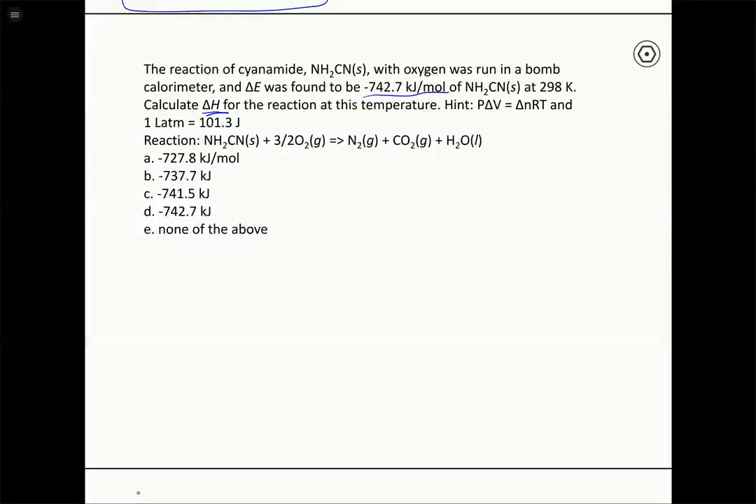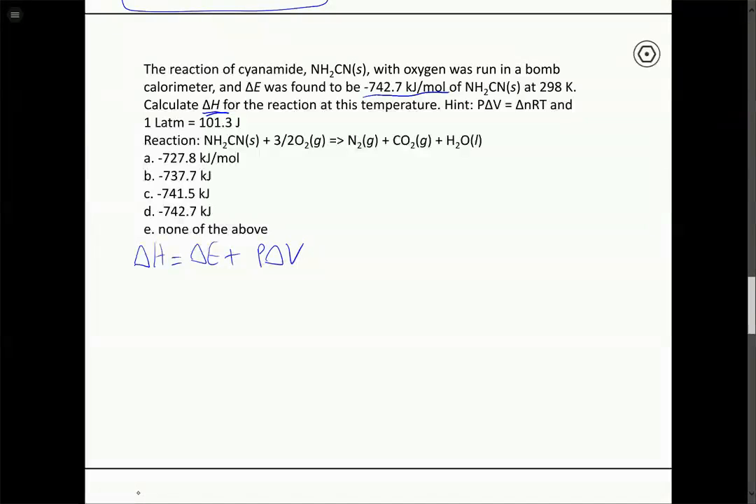Now this is a question that will probably make more sense once we go through chapter 8. We gave you all the information here to solve it. It did require a little bit of thought, and we need to know what to do with some of these terms. So the relationship between delta E and delta H is, other way around, delta H is going to be delta E plus P delta V.